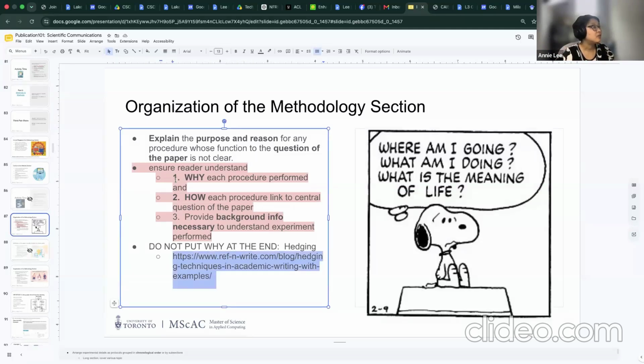Right. So always start with why you're doing something, then how it's linked, how you're doing it, and how it's linked to the central research question, and then provide any background information necessary to understand the experiment. Do not put your why at the end. This is what ChatGPT and generative AI does. It likes to add a fluffy sentence at the end that has no meaning.